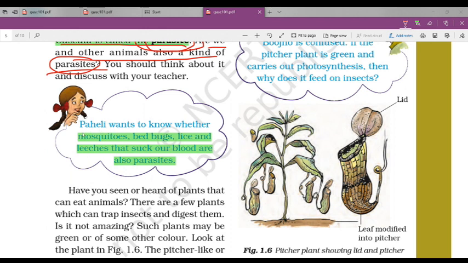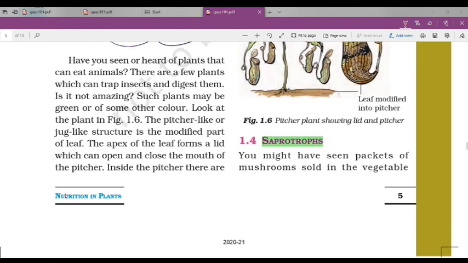Now Paheli again came to us. Paheli is asking a question. Paheli wants to know whether mosquitoes, bedbugs, lice and leeches that suck our blood are also parasites. Yes, they are all parasites because they deprive the host animal of valuable nutrients. So they are all parasites.